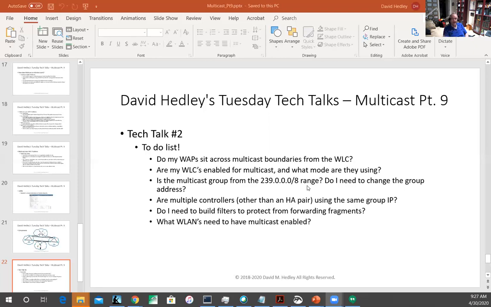If I have other applications using that IP, change it. If it's in the 239.0.0.0/24 or 231.128.0.0/24, change it. But also understand what that impacts, right?